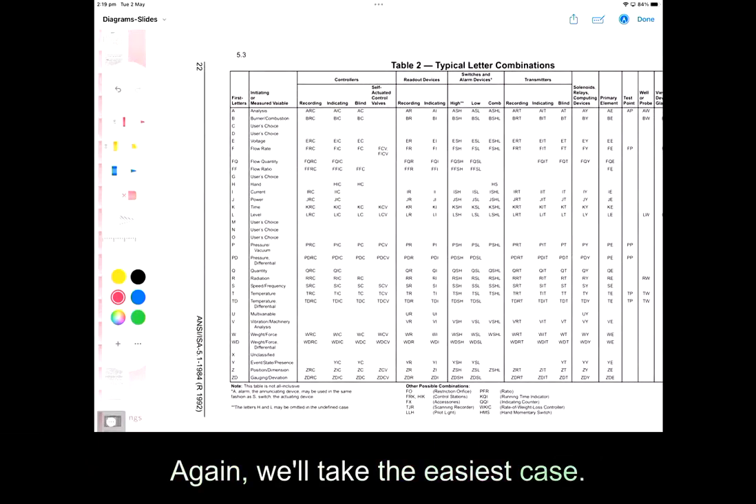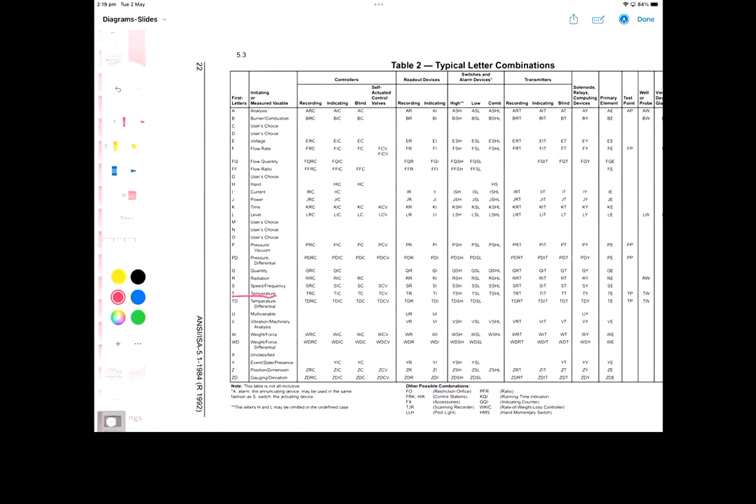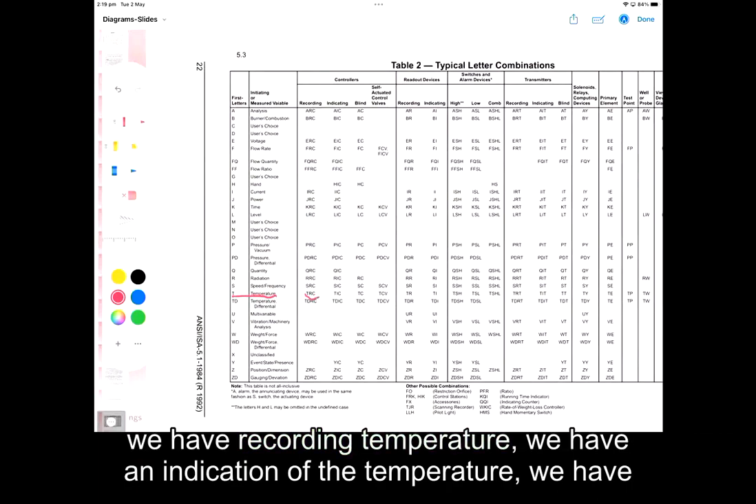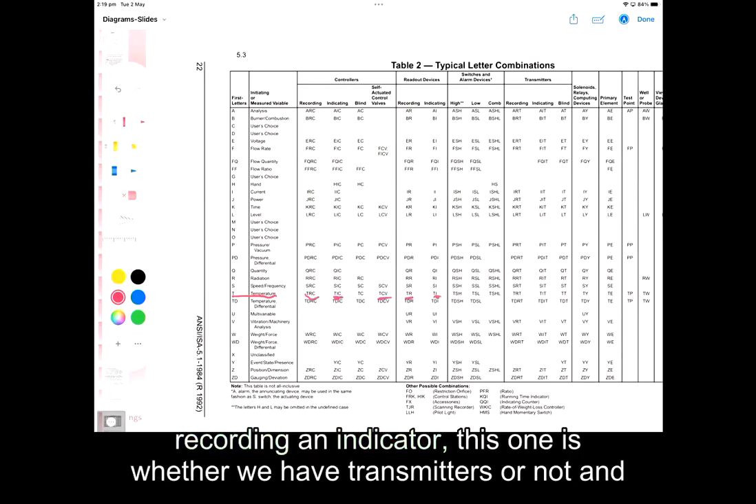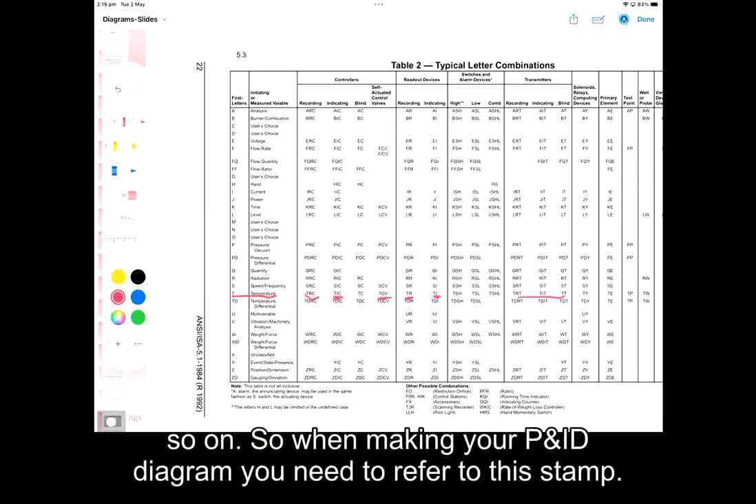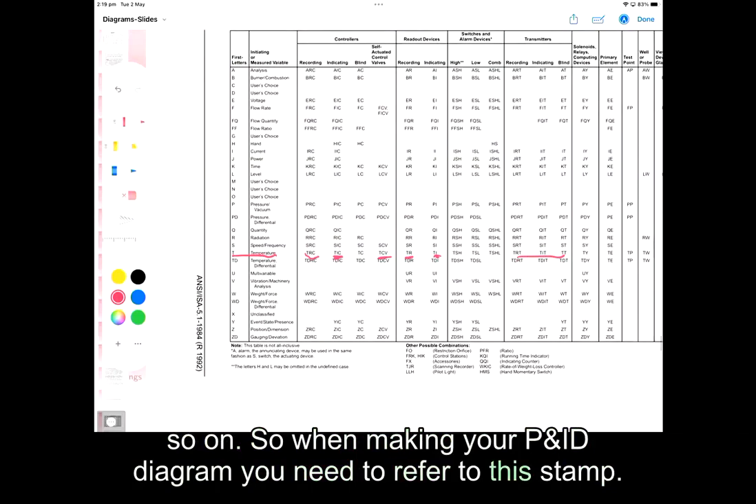Again, we'll take the easiest case. We say, okay, look at temperature. So we have a recording temperature, we have an indication of the temperature, and we have some sort of valve that's related to the temperature. The readout devices are recording or an indicator. This one is whether we have transmitters or not, and so on. So when making your P and ID diagram, you need to refer to this standard.